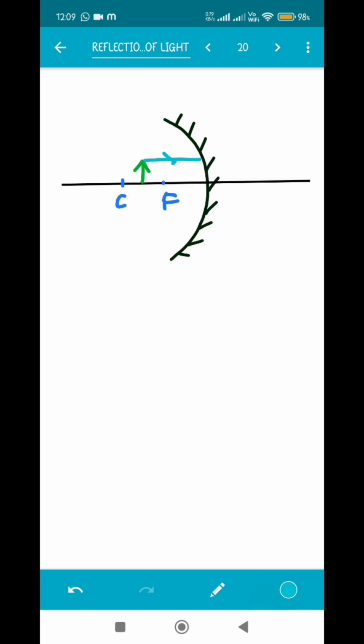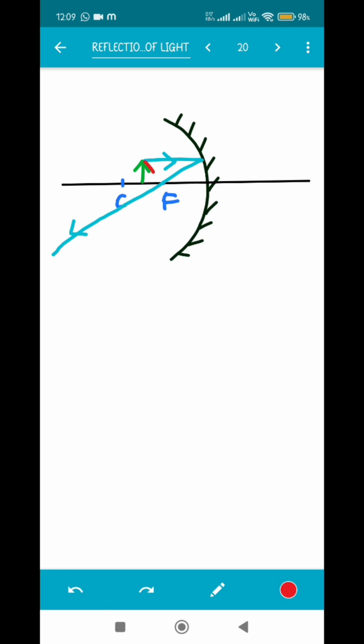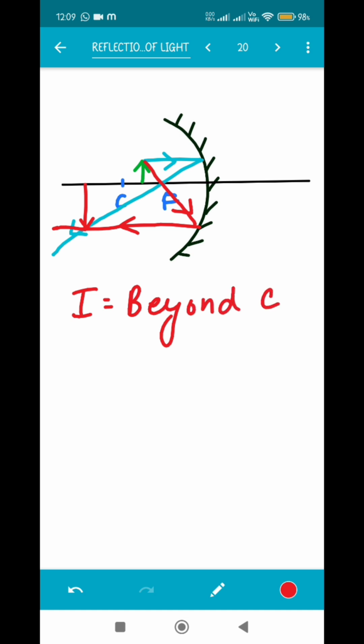The first ray will move parallel to the principal axis and it will pass through the focus. The second ray, we are not going to use the center of curvature. We are going to pass the second ray through the focus. And you know, whenever a ray moves through the focus, it will become parallel to the principal axis. So the rays meet at this position. So the image is formed beyond the center of curvature, that means away from the center of curvature. And as you can see from the diagram itself, the object is smaller as compared to the image. That means the image is magnified. So the image is formed beyond the center of curvature.